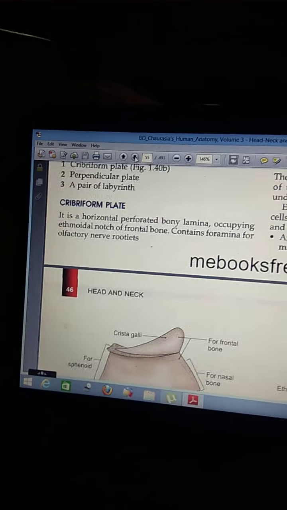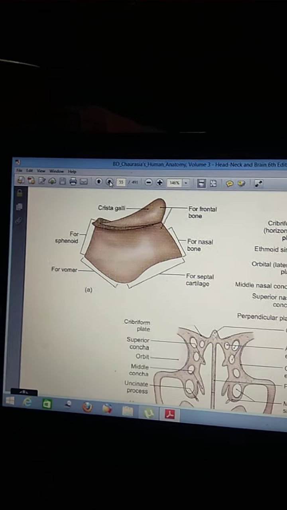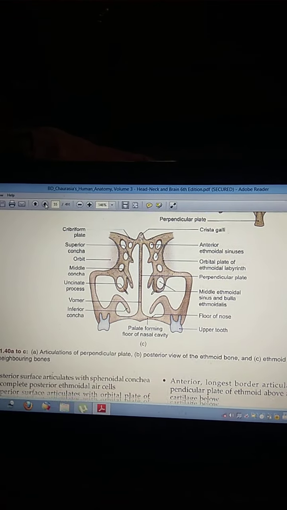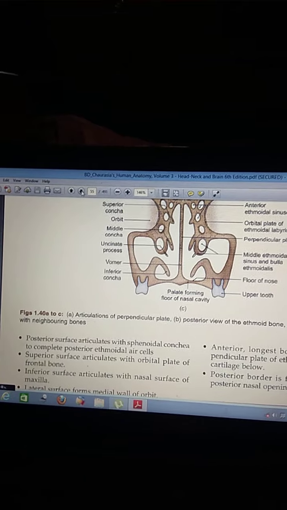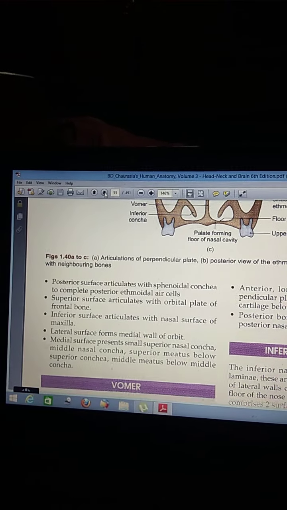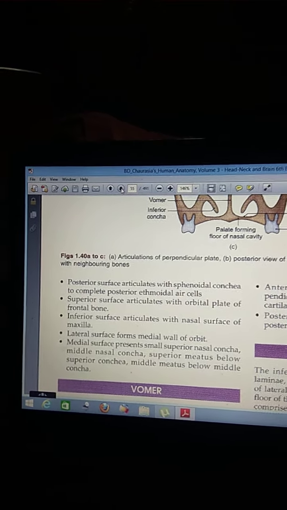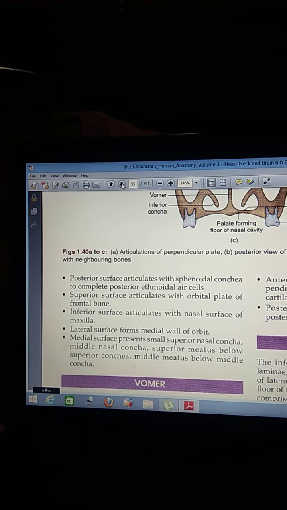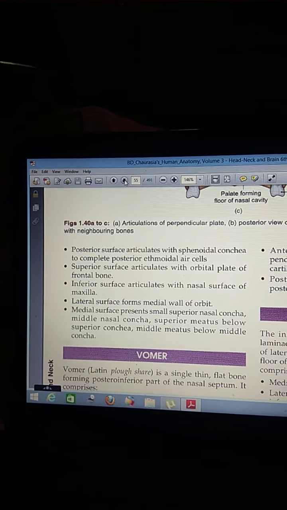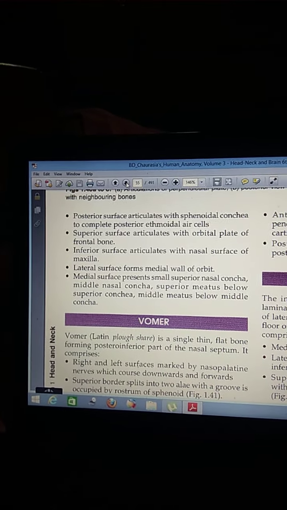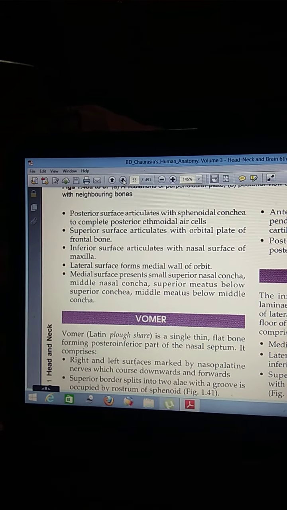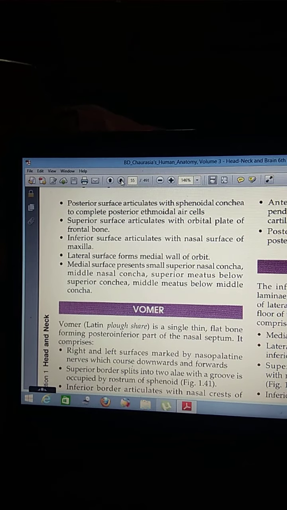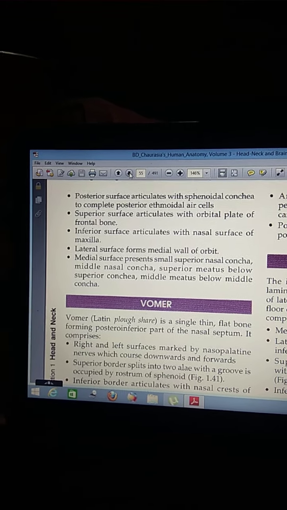Now this is the figure of the bone. The posterior surface articulates with the sphenoidal concha to complete the posterior ethmoidal air sinus. Superior surface articulates with the orbital plate of the frontal bone. Inferior surface articulates with the nasal surface of the maxilla. Lateral surface forms the medial wall of the orbit. Medial surface presents the small superior nasal concha.